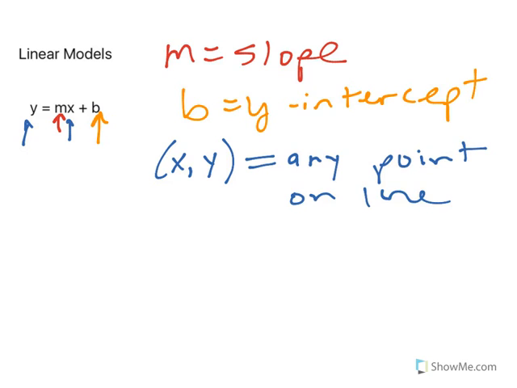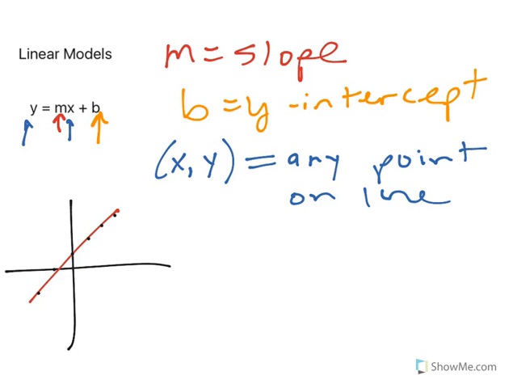When you think about linear models, we have a coordinate plane. A linear model is basically a straight line. So this could be a linear model. x and y represent any point along this red line. And that's why it's just xy, because it could be any ordered pair that satisfies the requirements to fall on that line.